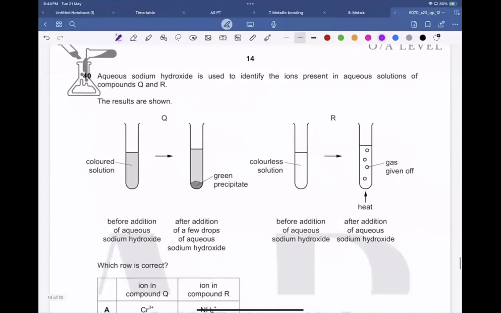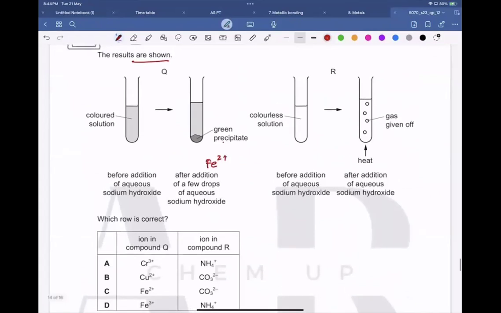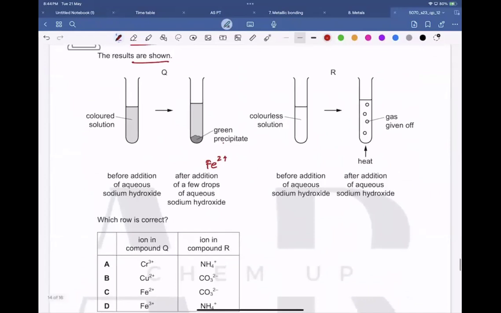Okay. Now question number 40. Aqueous sodium hydroxide is used to identify ions present in the aqueous solutions of compounds Q and R. The results are shown. Colored solution, green precipitate. Okay, so it means it is Fe2+ or chromium, after addition of a few drops of aqueous sodium hydroxide. So it can be iron or chromium, right?